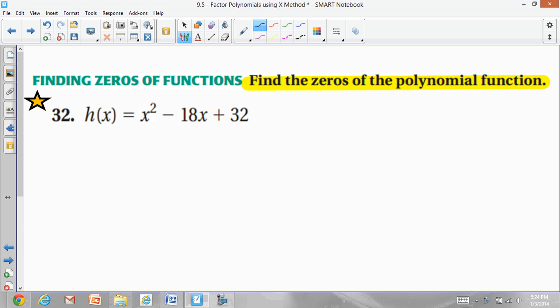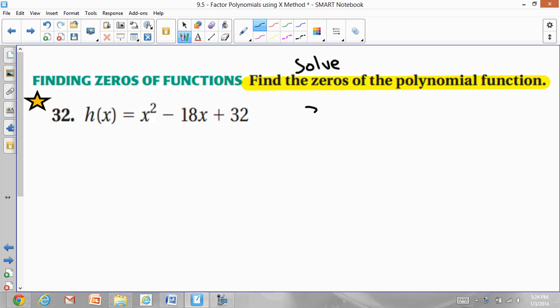Now continue this in your notebook. Find the zeros of the polynomial function. So number one, you need to identify what x is. To do that, you need to factor the polynomial. If you want to find the zeros, or if they're asking you to solve it, they're both the same. Find the zeros means you need to set it up as 0.